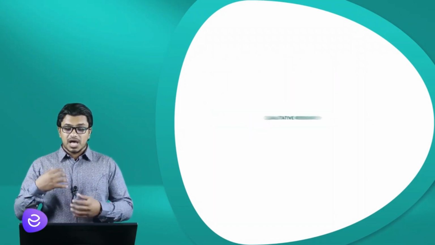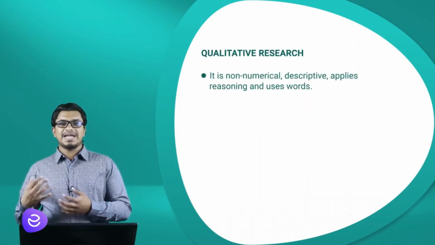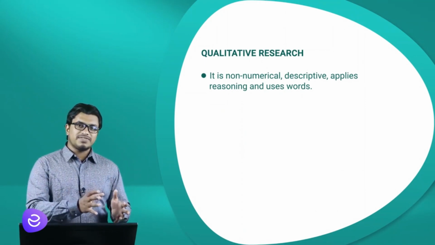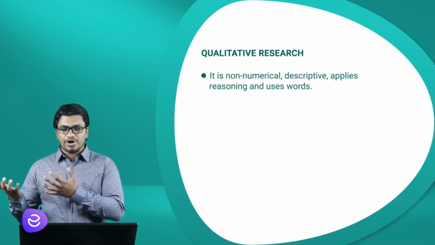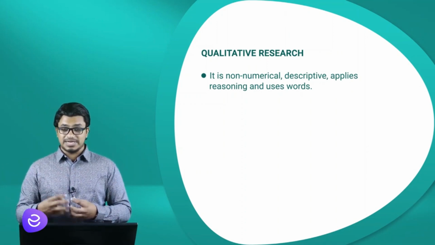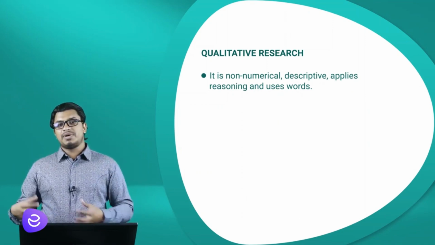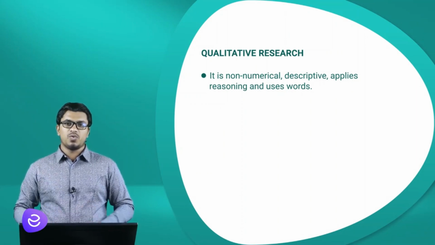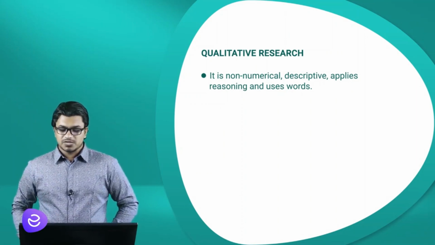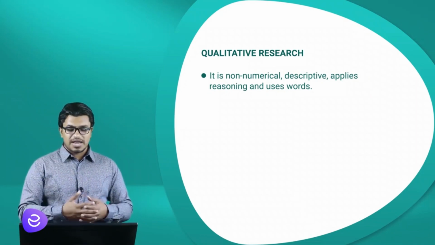The next one is qualitative research methods. It is non-numerical and descriptive. So in quantitative it was numerical and non-descriptive, but in qualitative it is non-numerical and descriptive. In quantitative we applied statistics, but in qualitative we apply reasoning skills and use words instead of numbers. So we apply reasoning instead of statistics, and words instead of numbers.